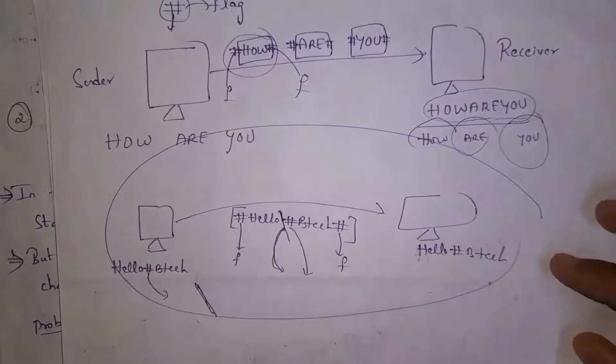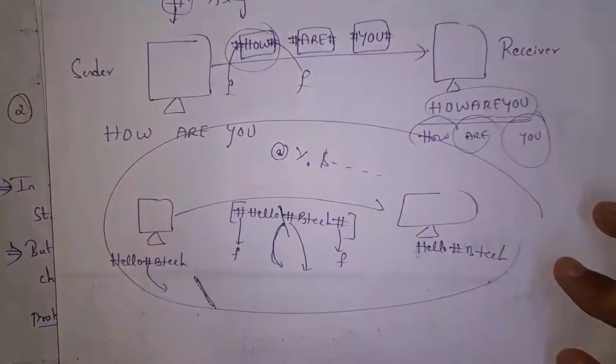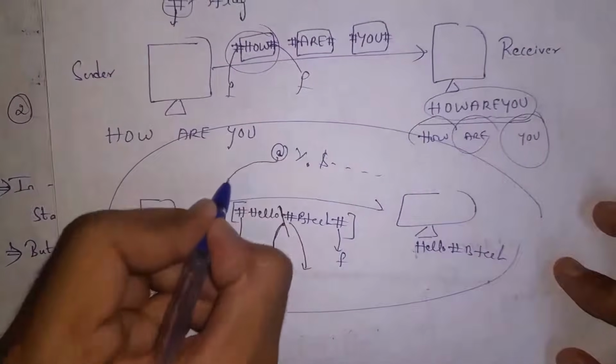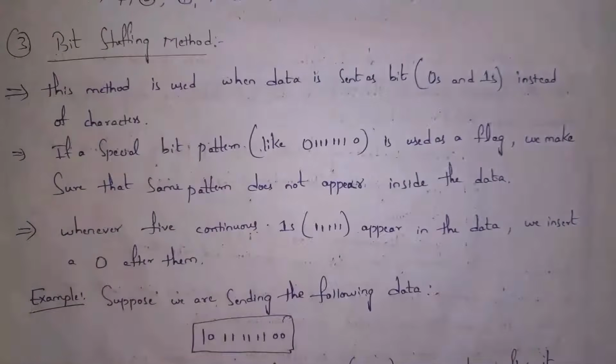Stuffing is nothing but adding special characters at the starting and at the end of the frame. It's not only hash, you can include any special character like %, $, etc. And if that particular character is present in the message, then we need to include a backslash symbol. That's it. And the last method is bit stuffing.